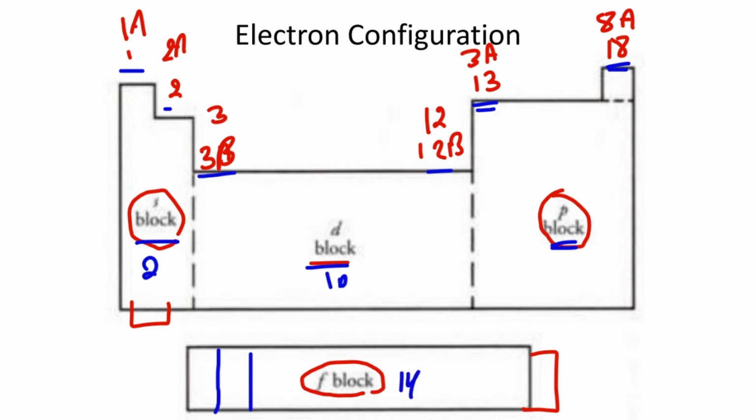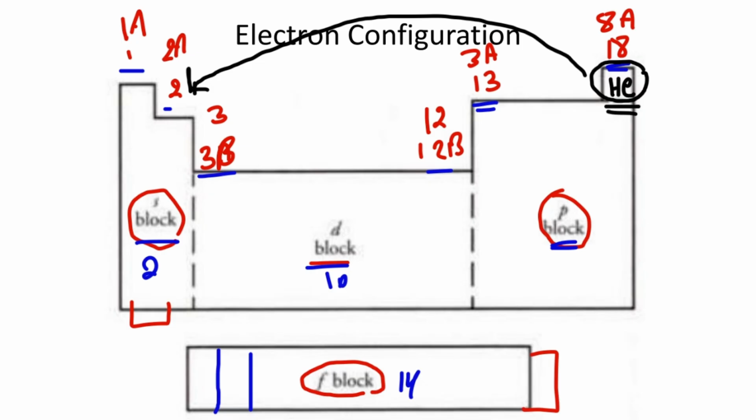There is a very important note here: this element, helium, has s electrons. It ends with 1s2 electrons. So it should be positioned right here in the second group, as long as it ends with s electrons. But we put it here because it is a noble gas. So we put it with the other noble gases in group 8A or 18.